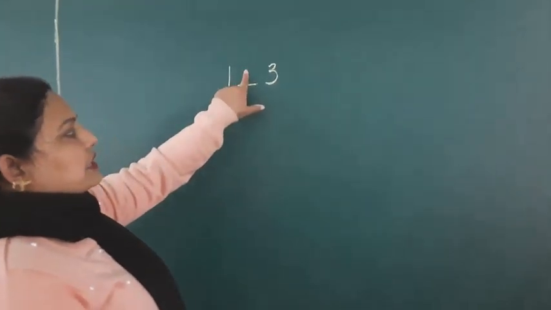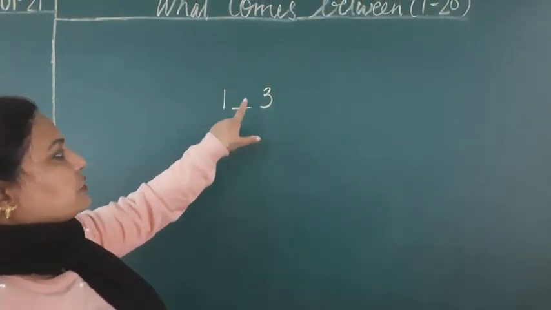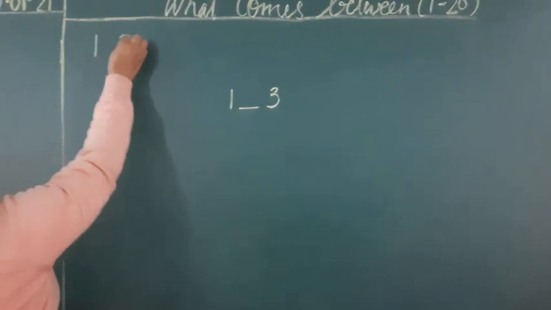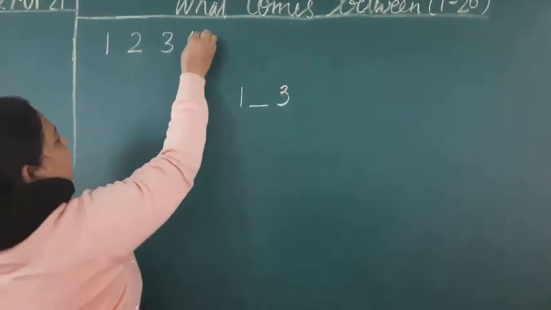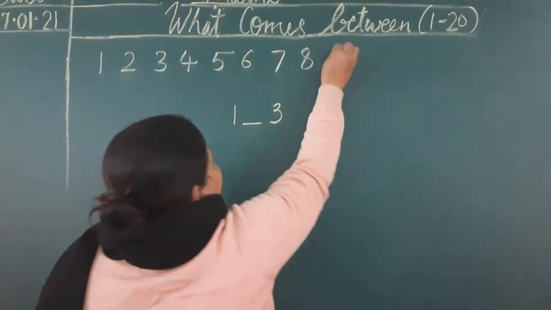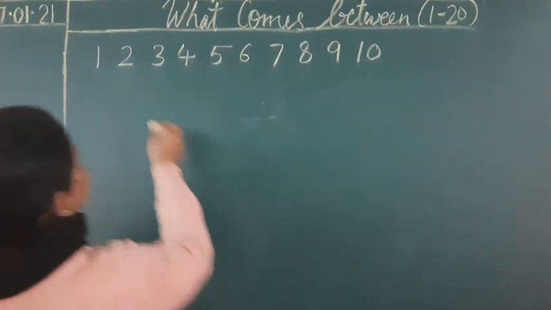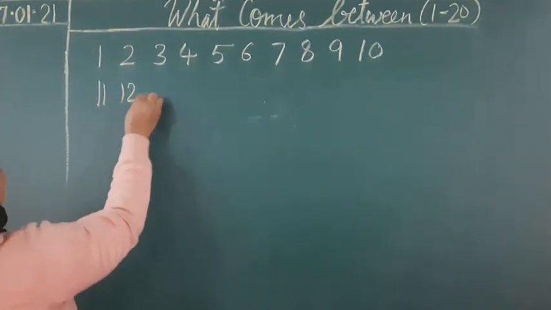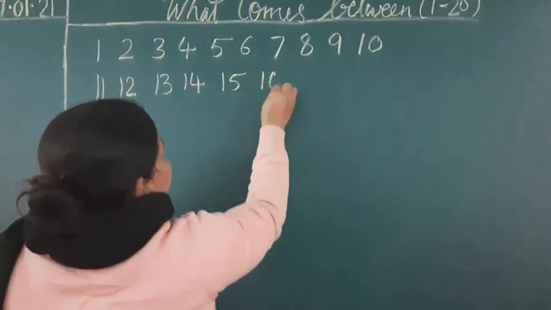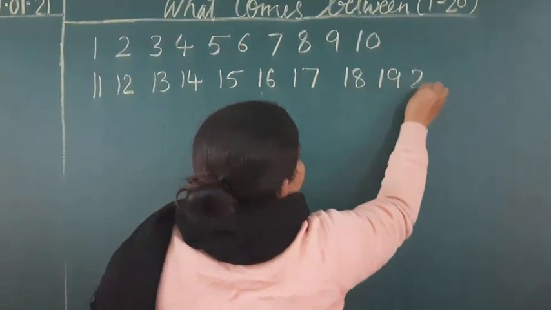So you have to fill the middle number. After 1 you know which number will come. So I will write here for you 1 2 3 4 5 6 7 8 9 10. Okay. Down I will write here 11 12 13 14 15 16 17 18 19 and 20.